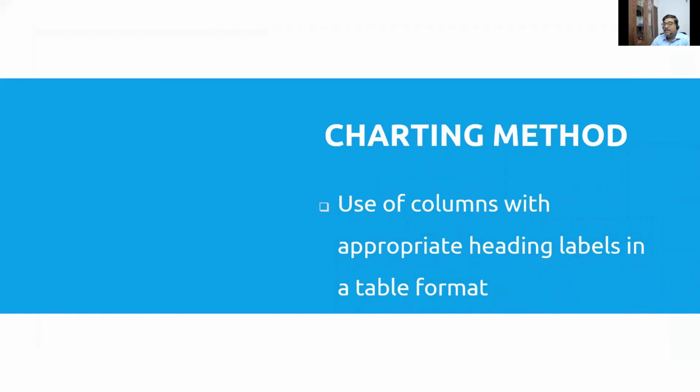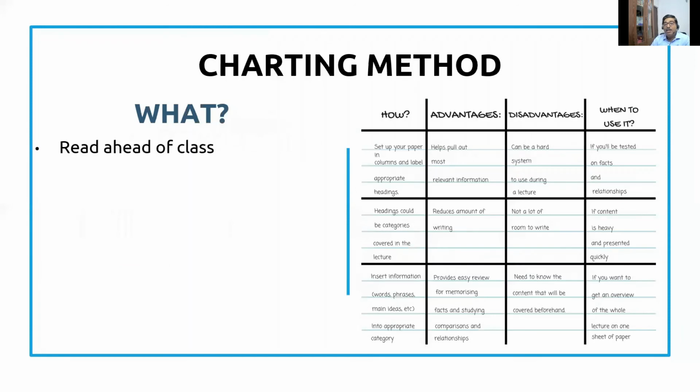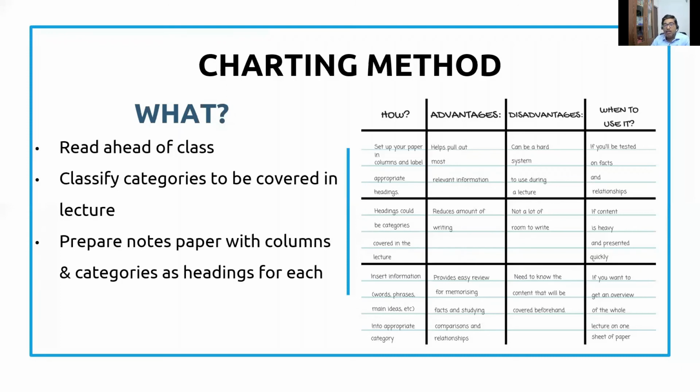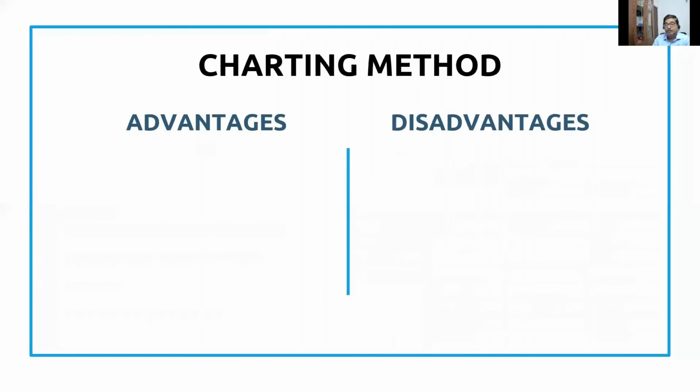The charting method is the use of columns with appropriate heading labels in a table format, wherein you read the entire concept ahead of the class and classify categories to be covered in the lecture. This is only possible when the lecturer keeps you informed about the class. You prepare note paper with columns and categories as headings for each. So this column is ready before the lecture and you just populate this. That is the whole point of placing the information in appropriate columns.